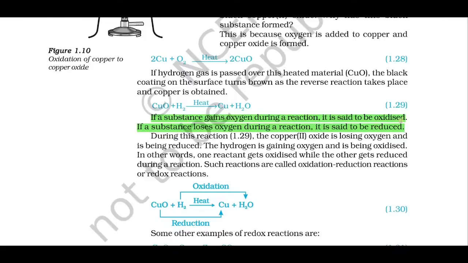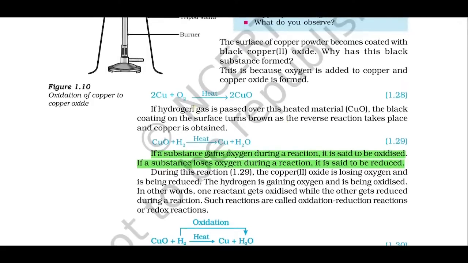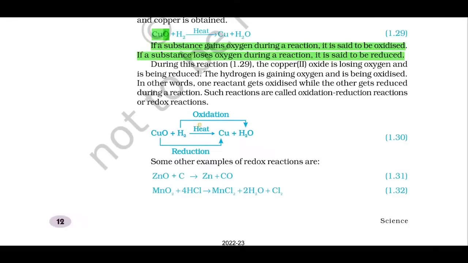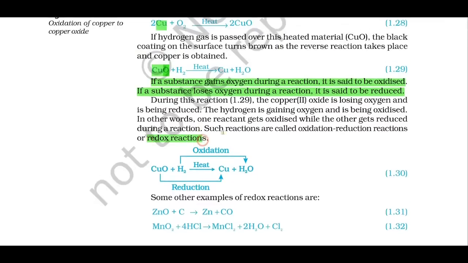If it gains oxygen, it is called oxidation. In this reaction, 2Cu plus O2, copper gains oxygen, that means copper is oxidized. Whereas in this equation, copper oxide is losing oxygen, that means CuO is reduced. See, if oxidation and reduction take place simultaneously during a chemical reaction, it is called a redox reaction.